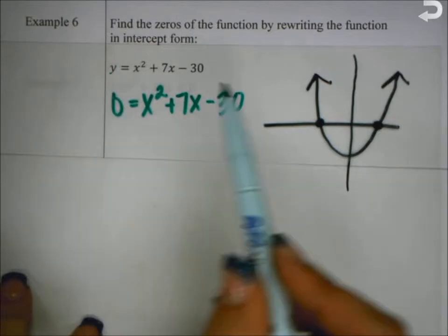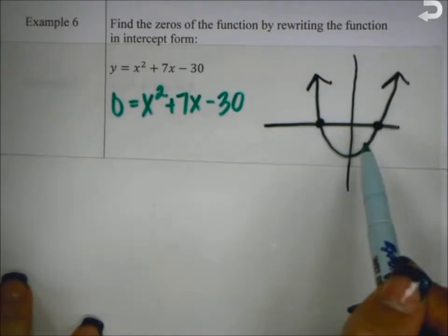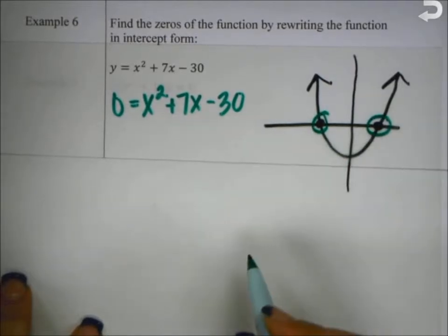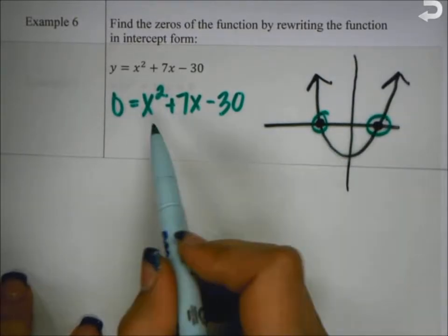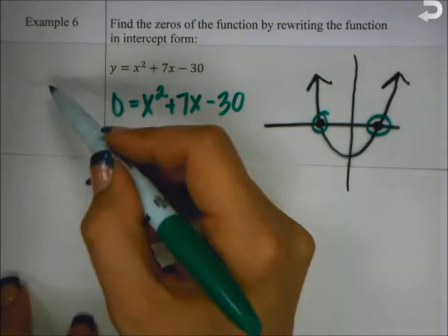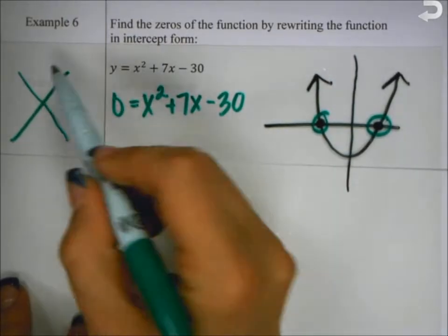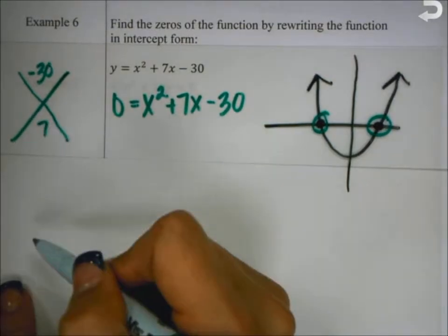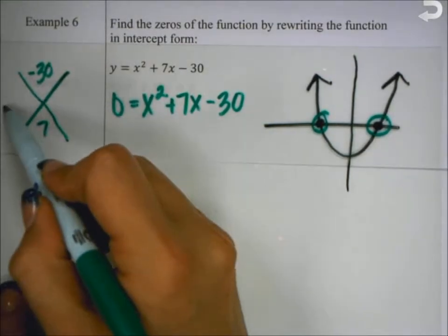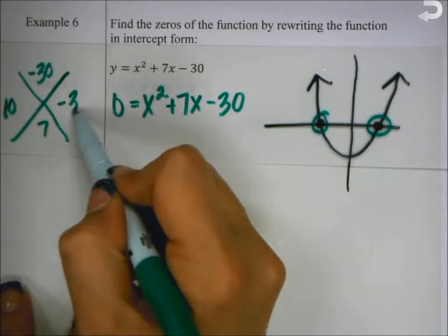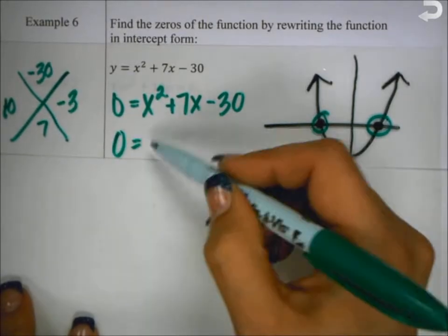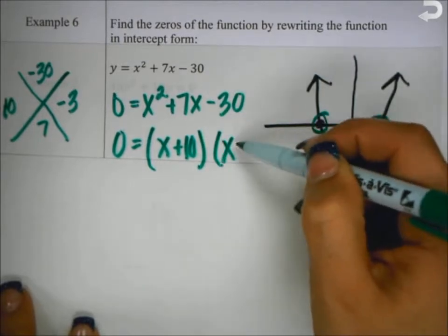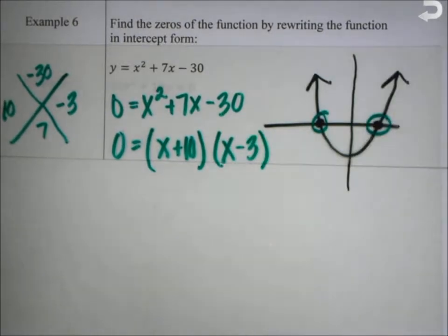Okay, can we factor this? Yes. So let's do our diamond really quick. We're looking for two terms that multiply to negative 30 and add up to 7. Abby, what was it? Positive 10, negative 3. So let's factor it. 0 equals x plus 10 times x minus 3. And what are my two factors, guys? X plus 10, x minus 3.